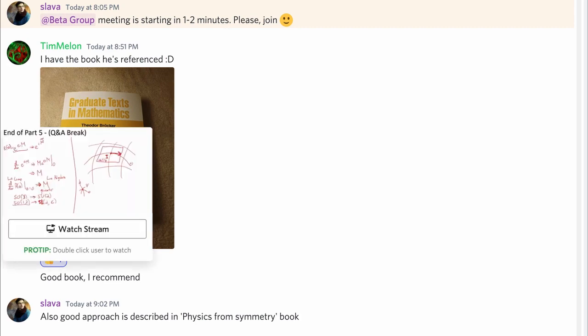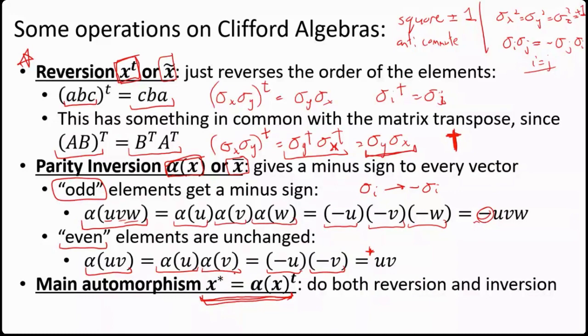And then doing them both at the same time is called the main automorphism. It's written with a star. Again, the notation is really confusing because star means different things. It can mean the complex conjugate. Different books use different symbols, but these are just some things you can do in a Clifford algebra.